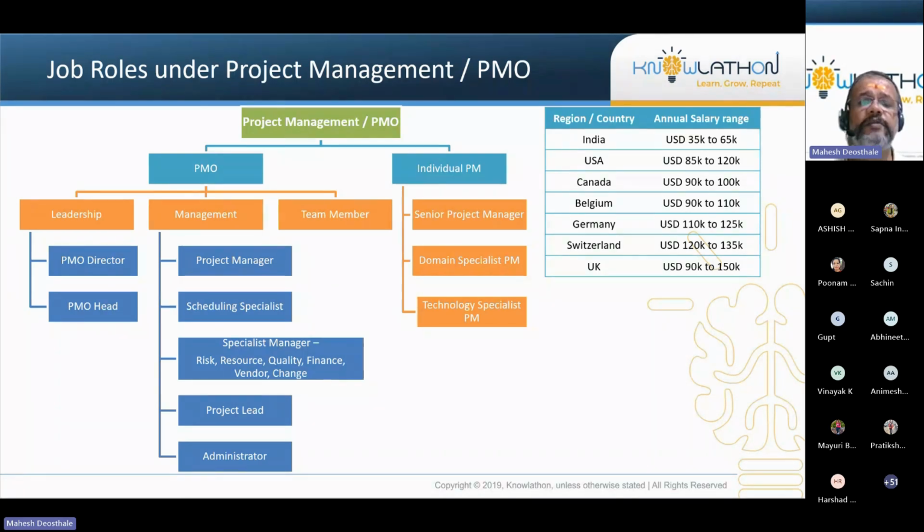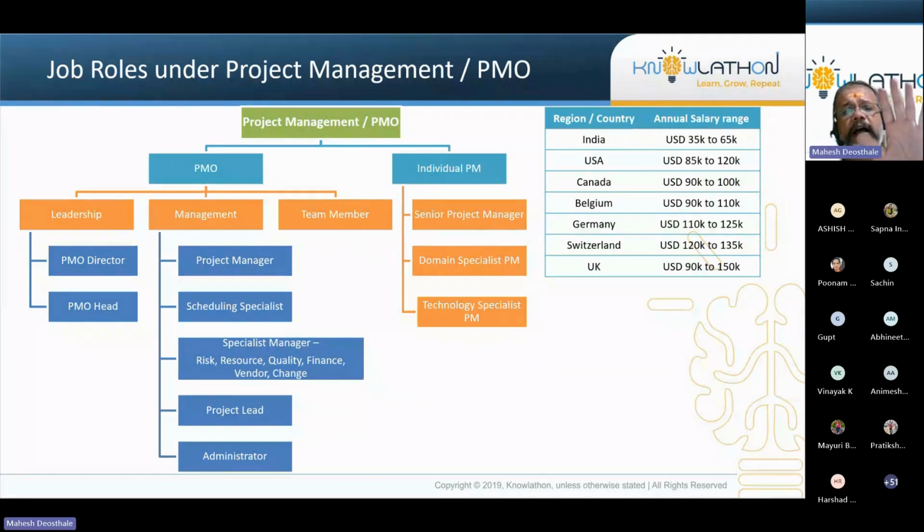The administrators will ensure they support the success of the project. And then there can be the team members who are in junior positions under the PMO, called by multiple different names and titles in the job market. So it can be project assistant, or it can be PMO assistant. There are various names given to this team member, right?